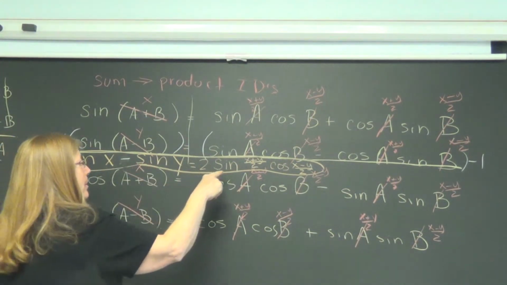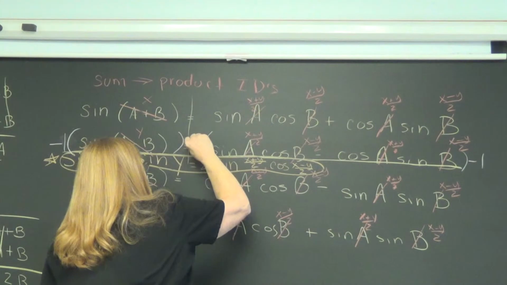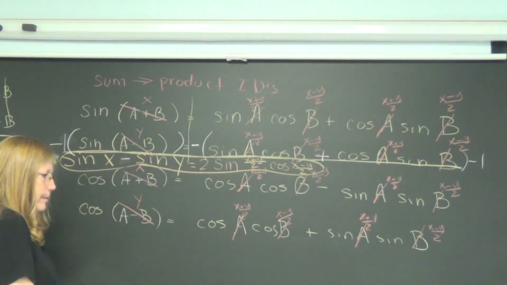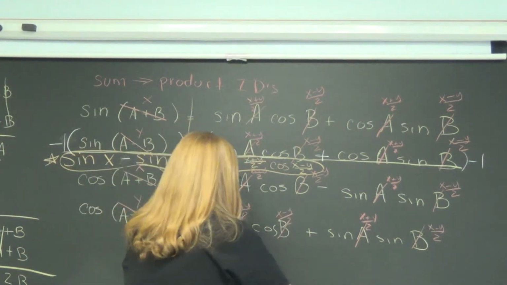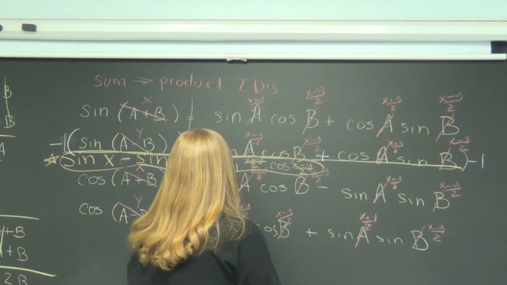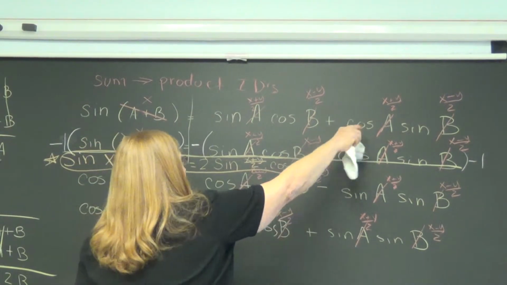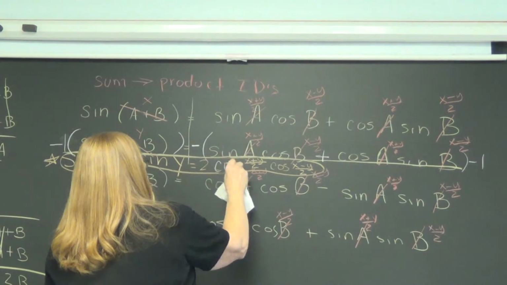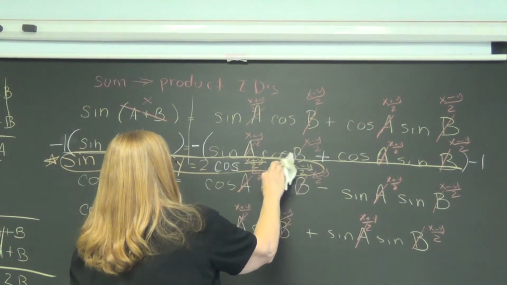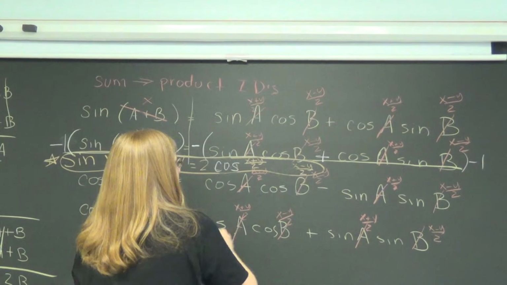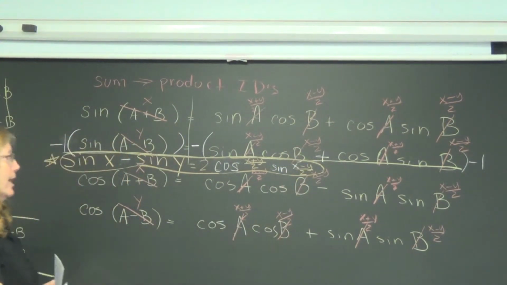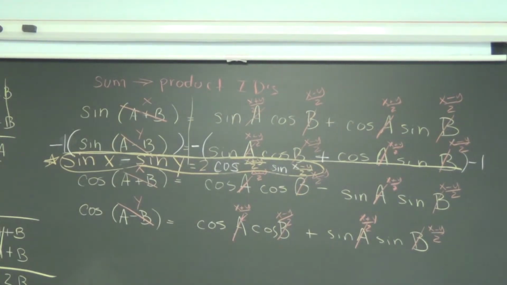Alright, and Morgan, what will happen over here? This will become minus, this will become plus, so the signs will cancel. I need to erase some stuff. And what will be left when I add these two terms? 2 cosine of x plus y over 2 sine of x minus y over 2. Right. Alright, that's your second one. So that's sine x minus sine y.